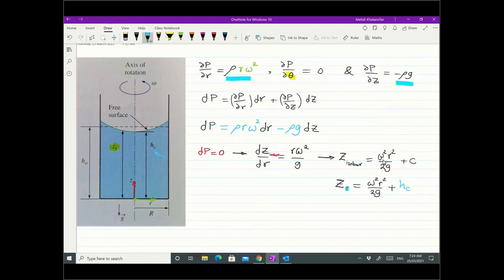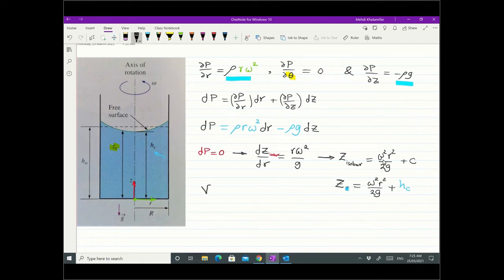Now I'm going to extract a formula for that parabolic line. I didn't tell you how we extract this formula, but now I can explain how we get it. It's very easy. Basically, we calculate the volume of the parabolic volume we have inside the cylindrical container.